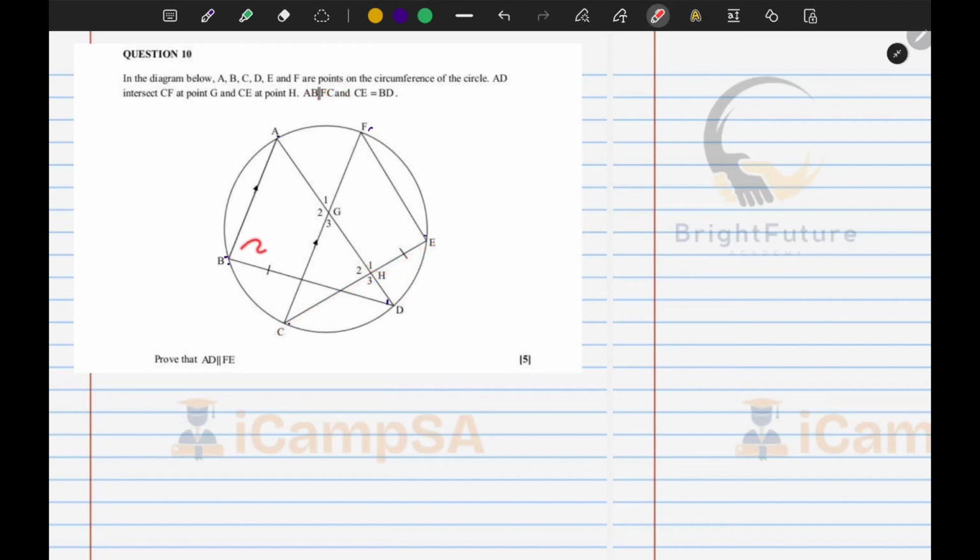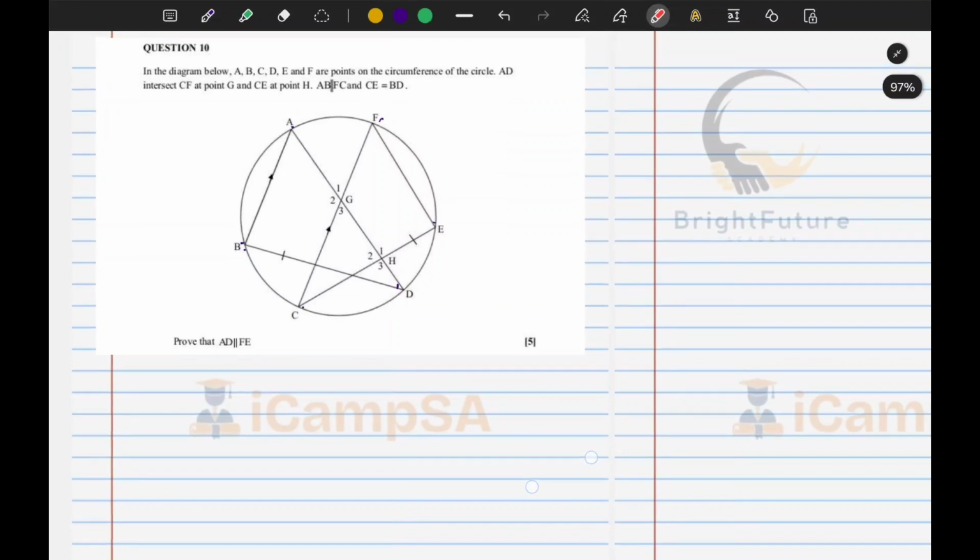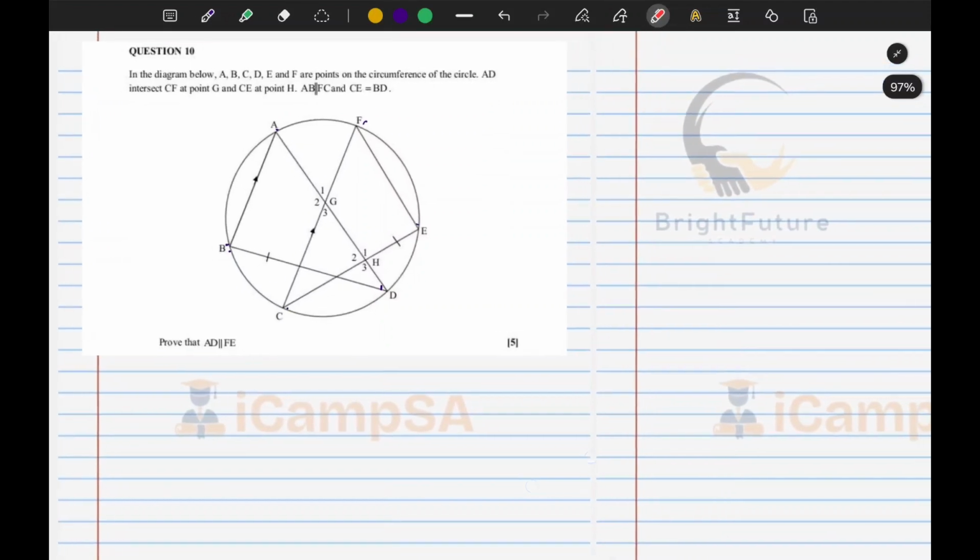So we are being told that AB is parallel to CF or FC, and we're also being told that CE is equal to BD, so both these are equal. So the first thing we are being told is that we need to prove that AD is parallel to FE.